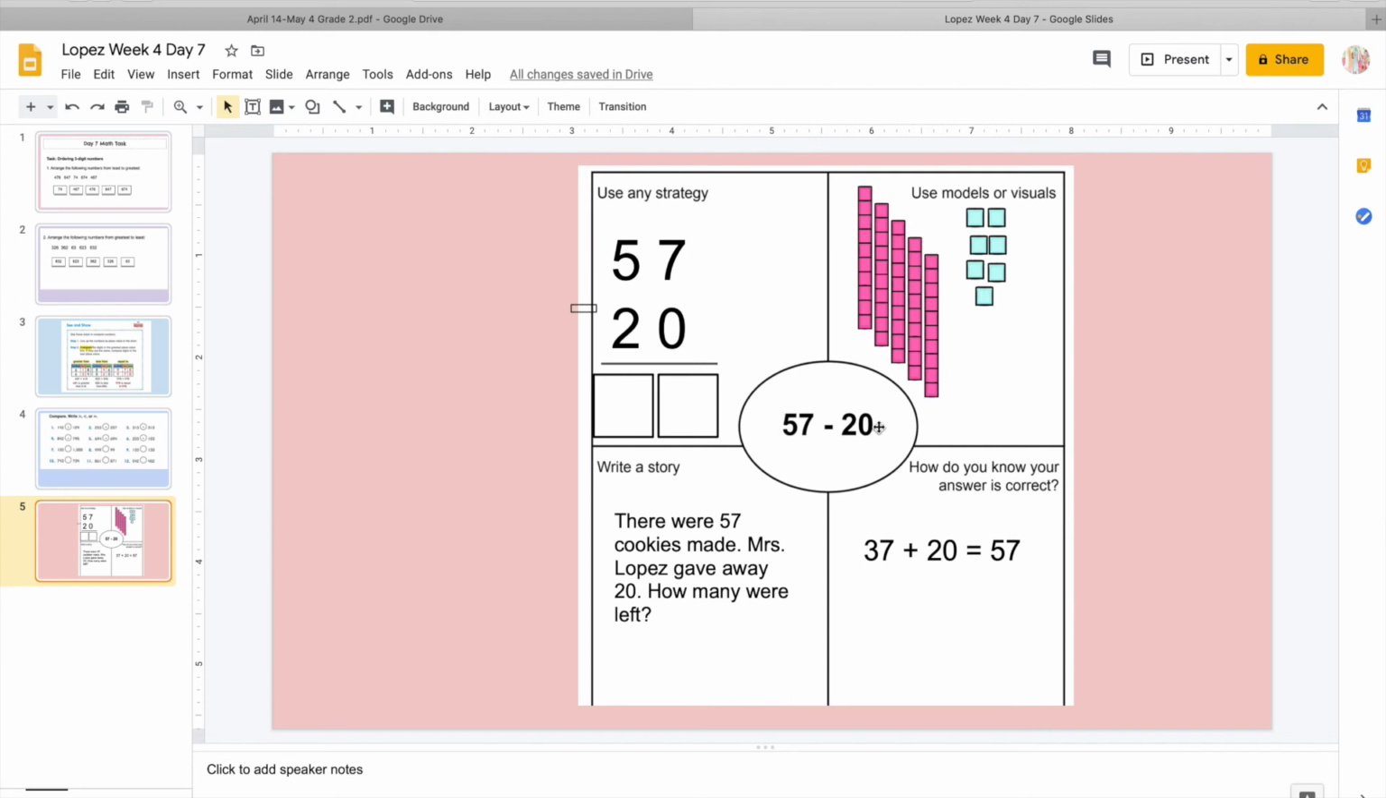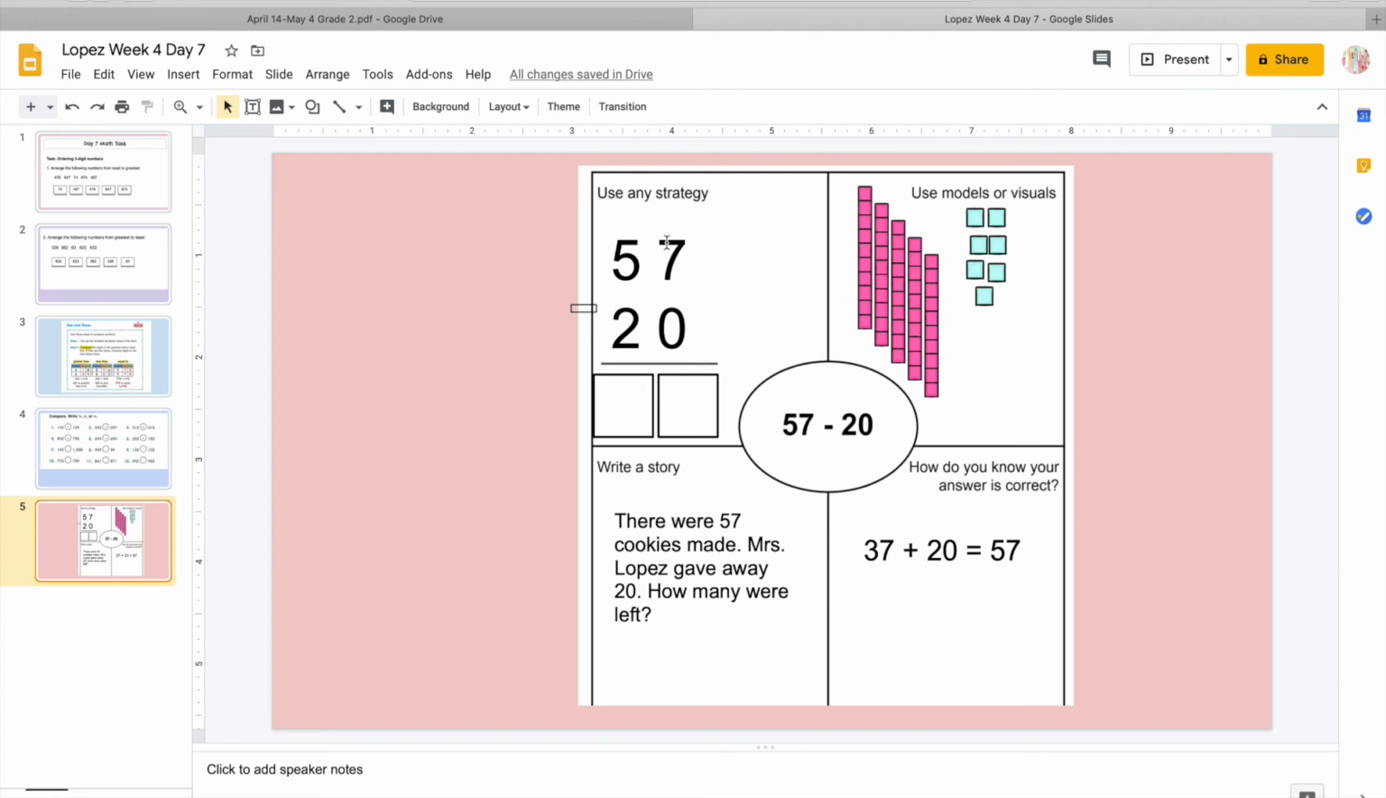Our equation is 57 minus 20. So using any strategy, remember we said the easiest way is to just line these up based on the place value, much like we did in the See and Show worksheet. So 57 is going to go on top, and we are going to take 20 away from 57, and our goal is to find the difference.